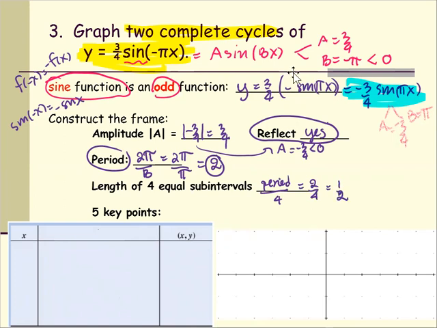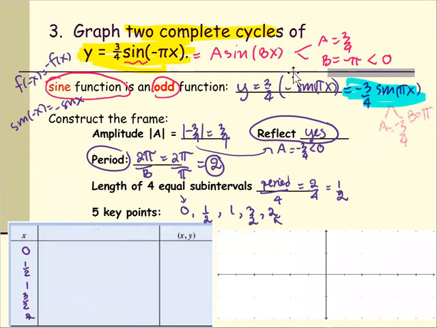For the list of the 5 key points, starting from the left end of the cycle, 0, and go by the increment 1/2 to go to the next point of the 5 key points: 0, 1/2, next can be 1, and then 3 over 2, and then 2. As you see, the beginning is 0, and the ending of the period is 2, to complete the cycle of the length 2. To complete the table, start from 0 and go by the increment 1/2.